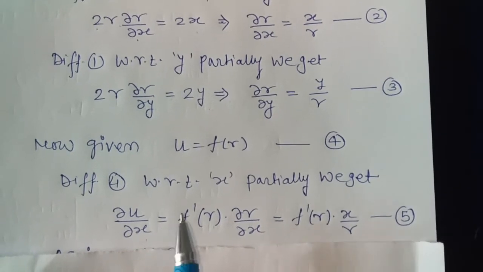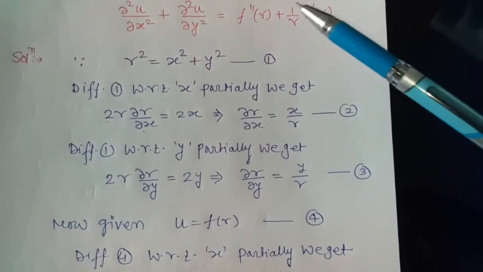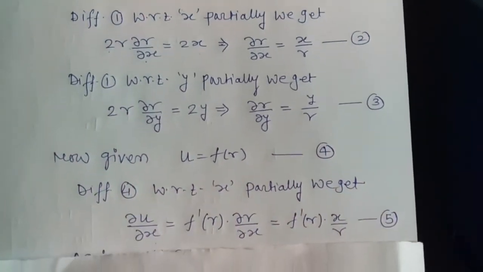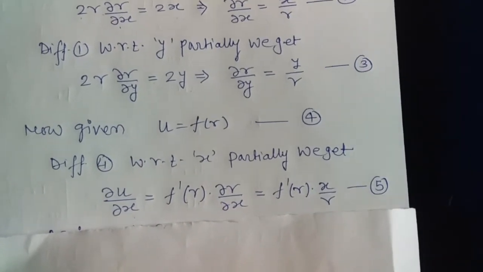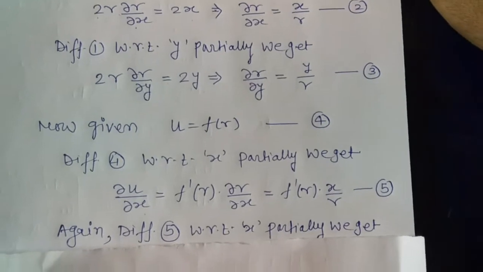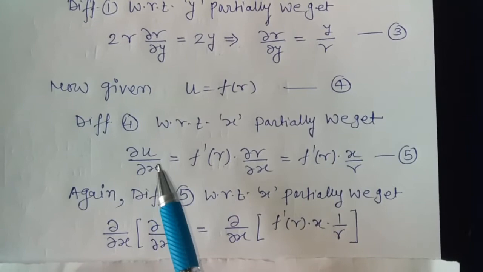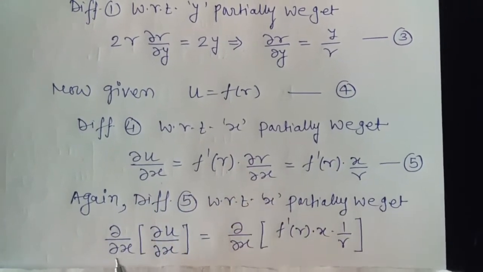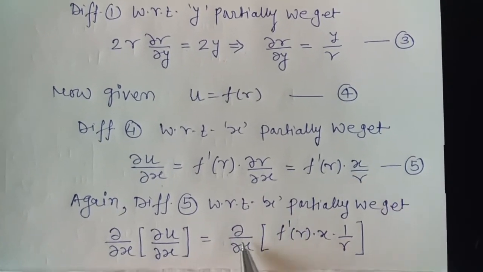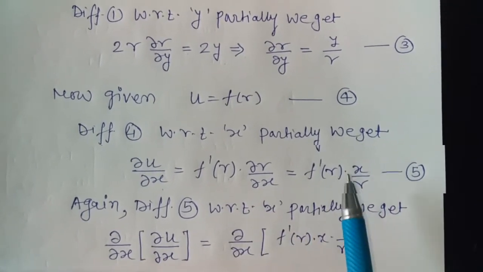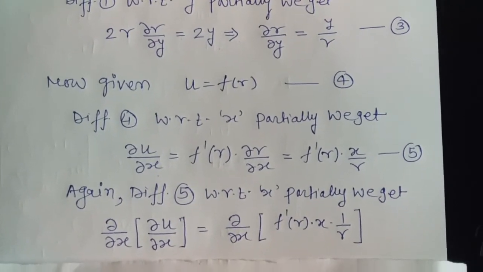Now as we require the second order partial derivative of u with respect to x, that is del 2u by del x2, we again differentiate del u by del x with respect to x partially. We get the partial derivative of del u by del x with respect to x, which is del by del x of f dash r x into 1 upon r.